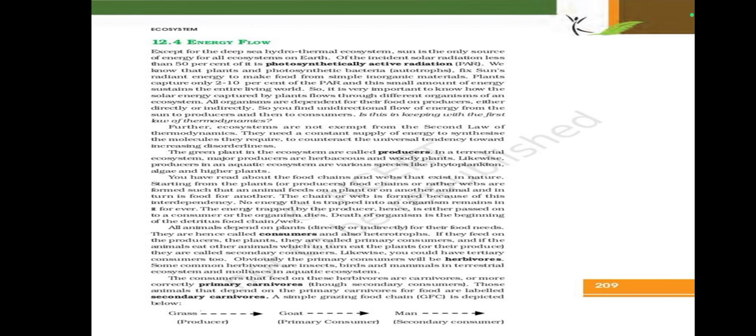The plants capture only 2 to 10% of the PAR, and this small amount of energy sustains the entire living world. So it is very important to know how the solar energy captured by plants flows through different organisms of an ecosystem. All organisms are dependent for their food on producers, either directly or indirectly.